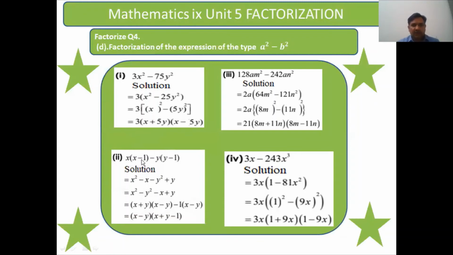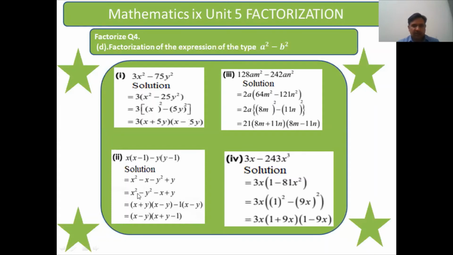Here is x into x minus 1 minus y into y minus 1. There is nothing common between these two terms, so we have to multiply x here and y here. When we multiply x with this, we get x square minus x, and when we multiply y with these two terms, we have minus y square plus y. So we can write this as x square minus y square, and minus x plus y. Rearranging these terms, we have this expression.